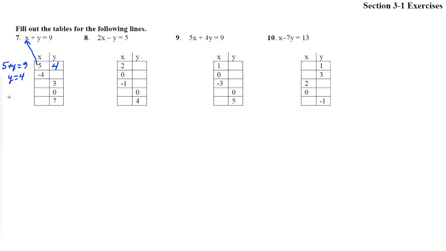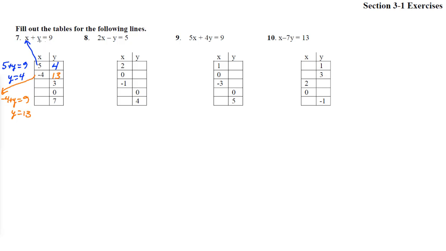Negative 4 going in for x, that will make it, let's put it in right there, negative 4 plus y equals 9. Add 4 to both sides and we get y equals 13. So the 13 would be the y that corresponds to negative 4 going in for the x. All right, what about the next one?